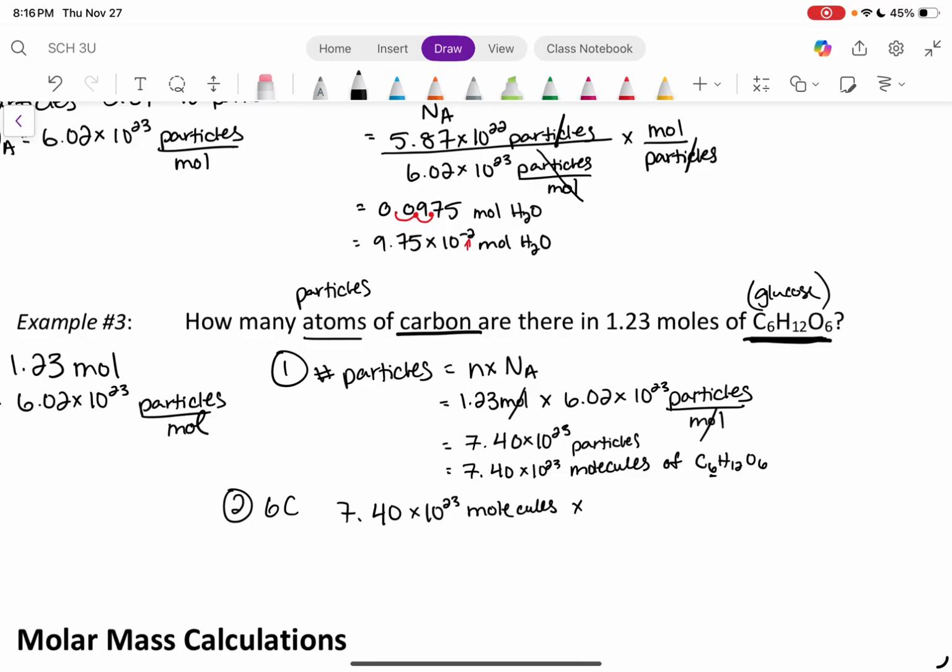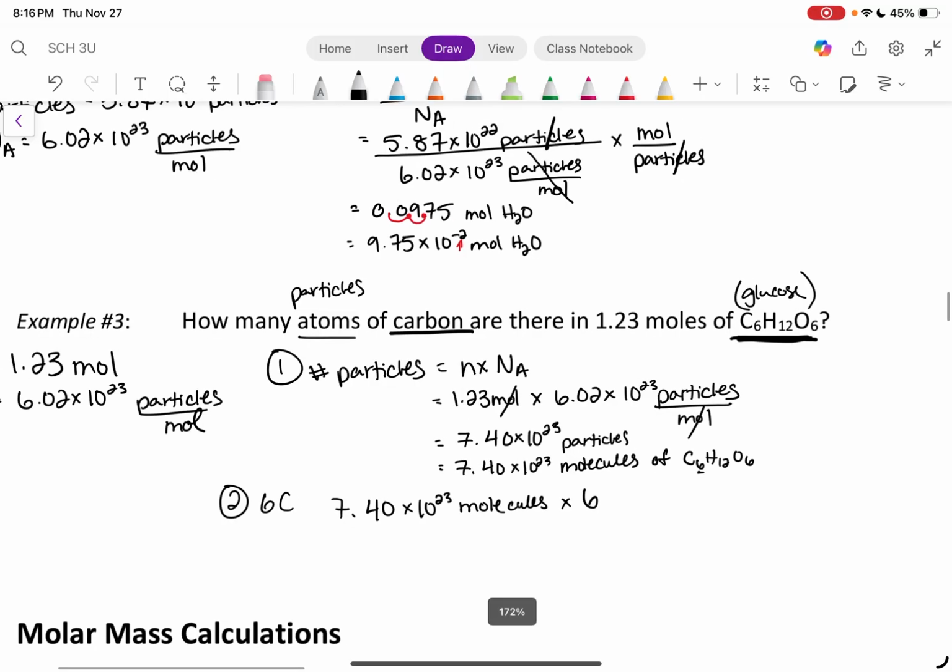times, so I have this many molecules per 1 glucose times I have 6 carbon atoms, times, actually, I'm not going to write it this way. I'm just going to show you how I convert it afterwards. So I'm just going to do this all times 6, right? Because I have 6 carbon atoms.